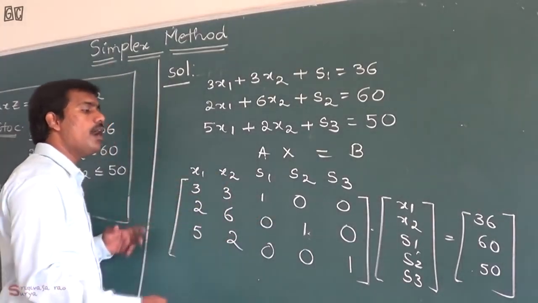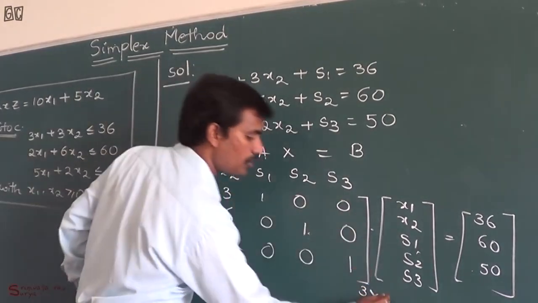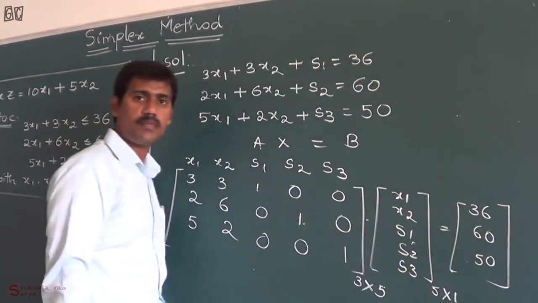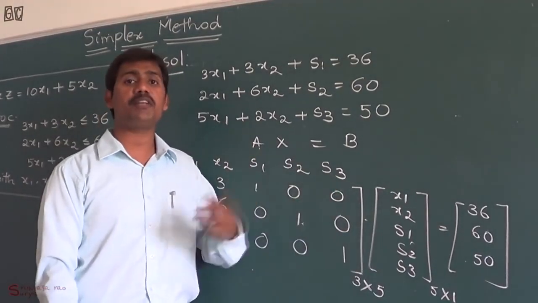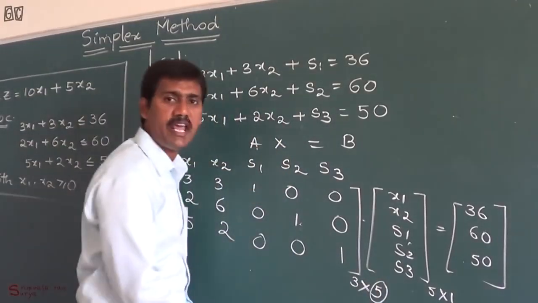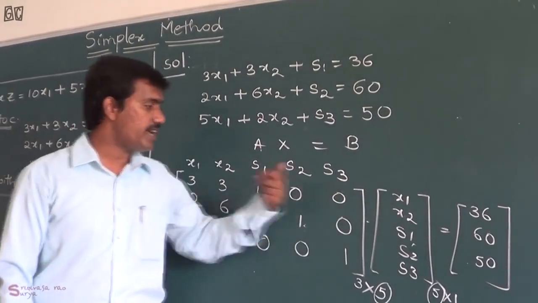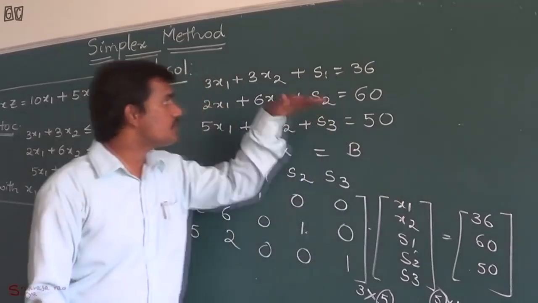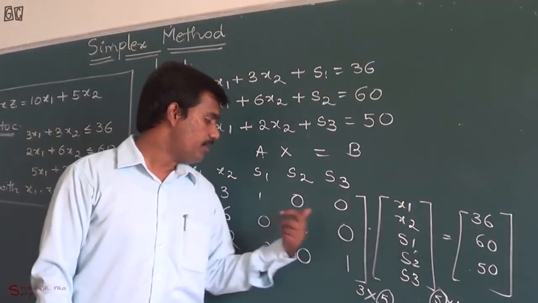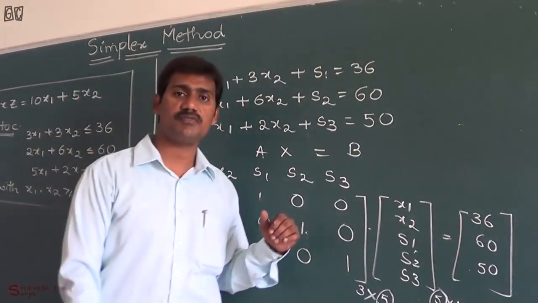So what are the rows and columns of this? We have 3 rows and 5 columns in this, and in the other we have 5 rows and only one column. Matrix multiplication is applicable when the number of columns in the first matrix is equal to the number of rows in the second matrix. If you multiply these two, that is 3x1 + 3x2 + s1 = 36, this is the equation. If you multiply the second row, 2x1 + 6x2 + 0s1 + 1s2 + 0s3 = 60. In the same way, the process will continue.